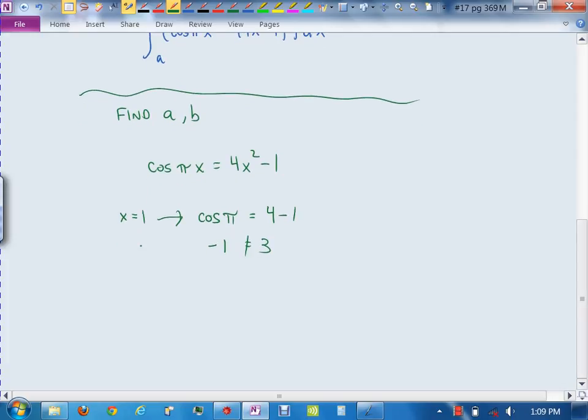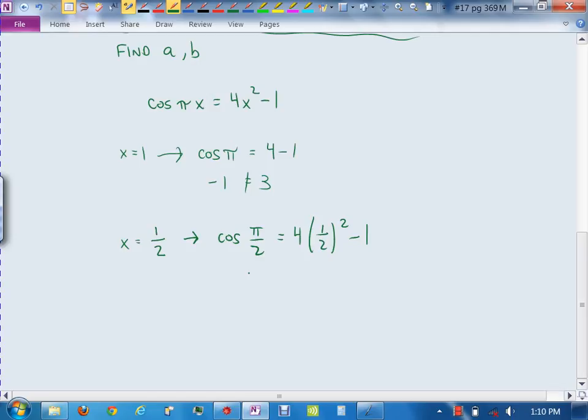Another angle I know cosine of would be pi over 2, right? So let's try x equals pi over 2. Not pi over 2. What do we want? We want it to be pi over 2, so what am I going to plug in? 1/2, right? If we plug in 1/2, that'll give us cosine of pi over 2 equals 4 times 1/2 squared minus 1, right?